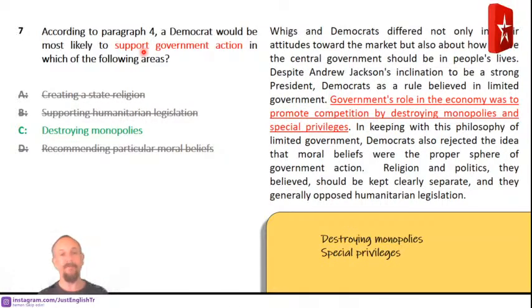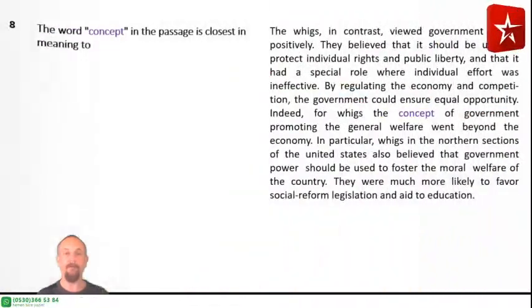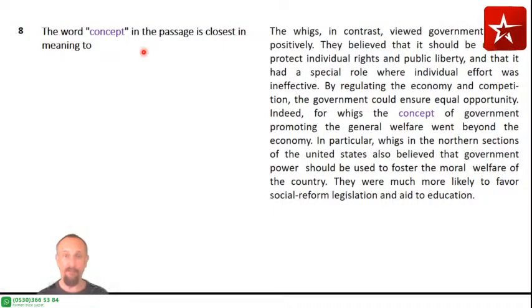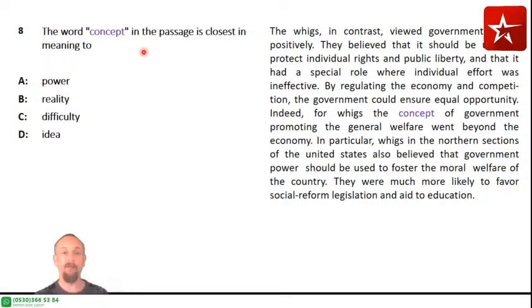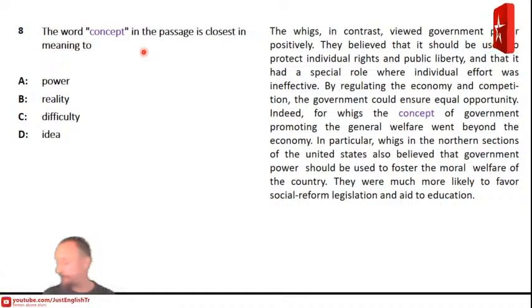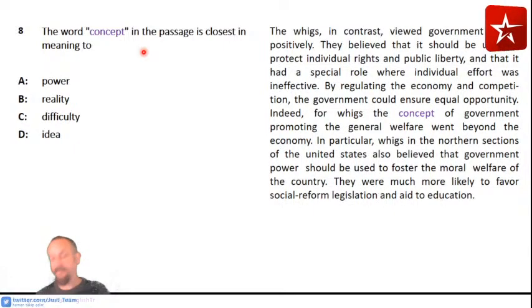Okay, so let's move on to the next question then. I think we've got a new paragraph. Again, it's a vocabulary question. I'm going to put the options up and give you the opportunity to answer those. So we have A, power. We have B, reality. We have C, difficulty. And we have D, idea. I'm going to give you a minute to think about that. I'm going to drink some coffee and fill up my water. I'm sorry, it's thirsty work, YouTube, all this talking.